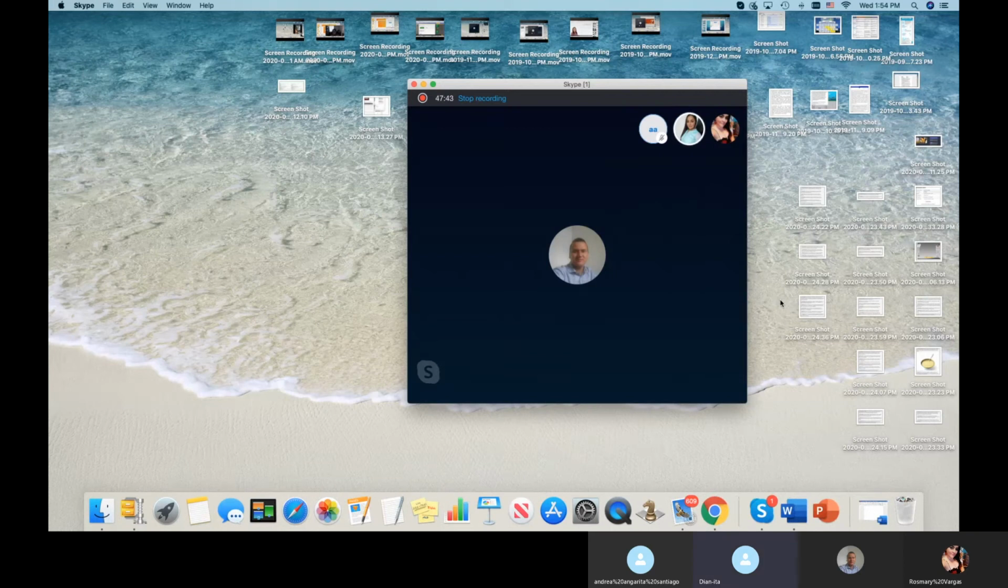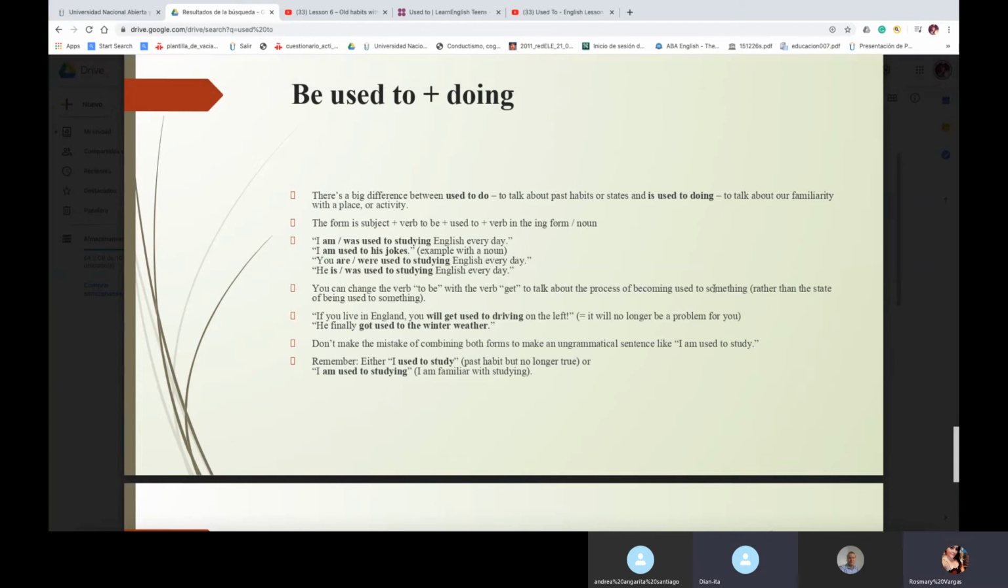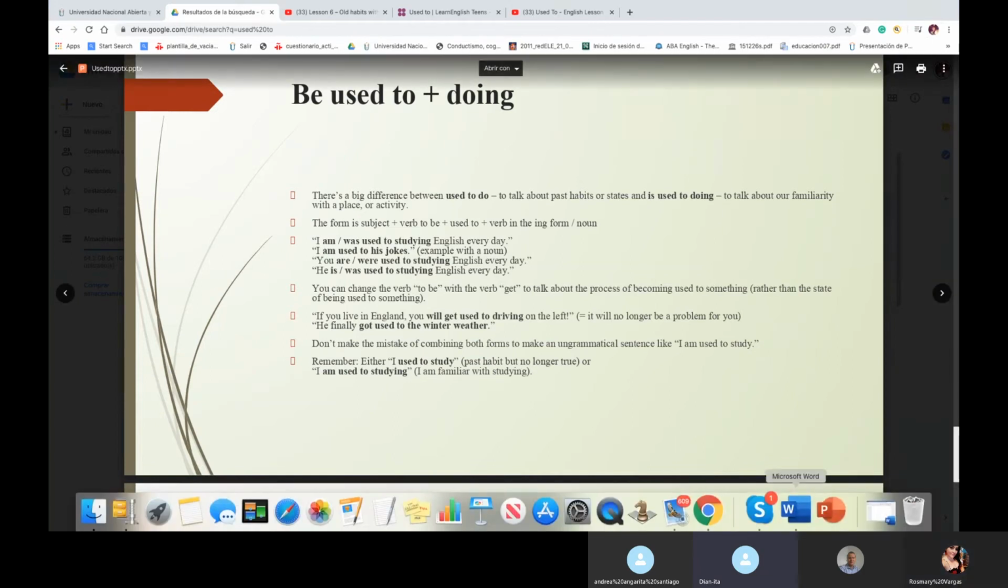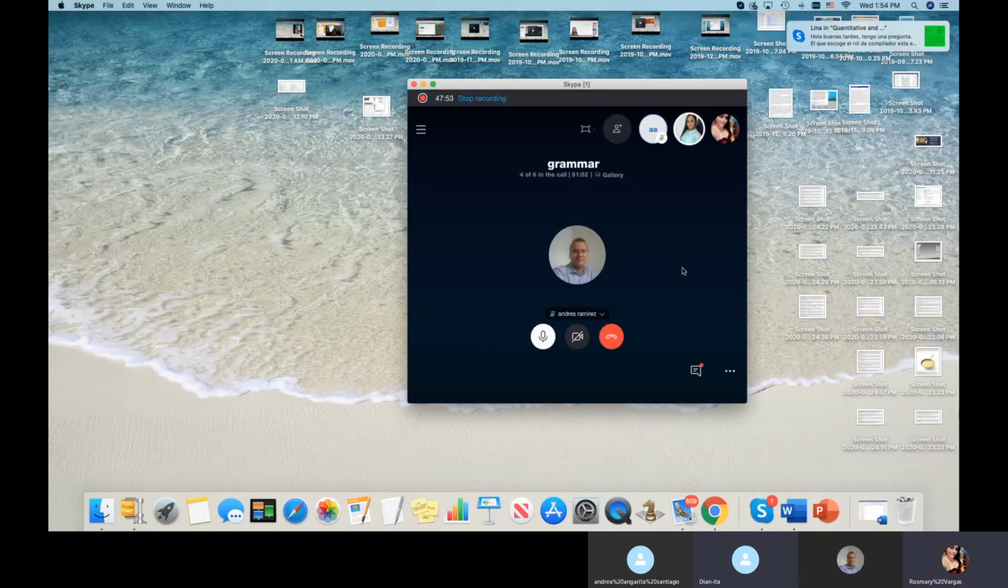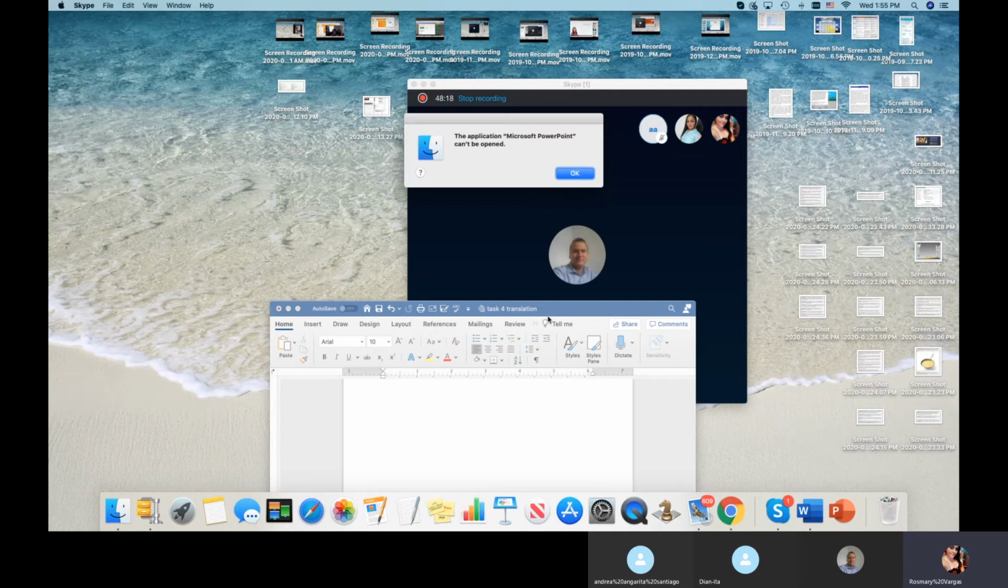For me, it's clear. I need to practice more. It's a very clear, easy topic, I think. But yeah, if you don't look carefully and pay attention, you can commit very common mistakes. But it's pretty easy. It's not so hard to understand how to use it.